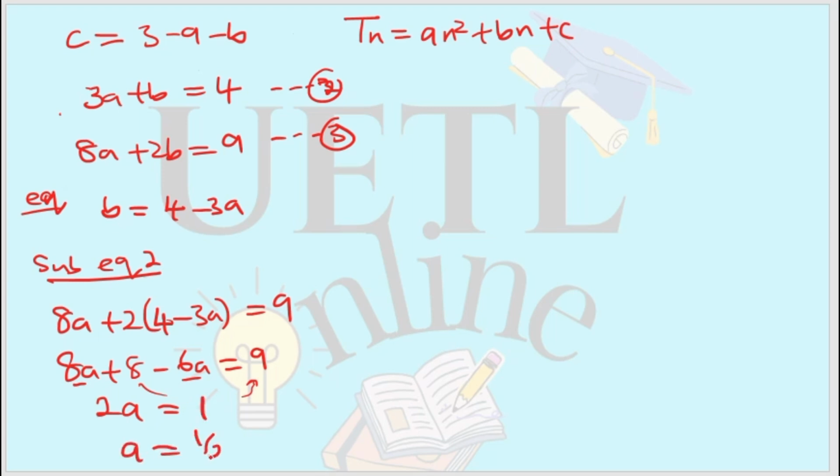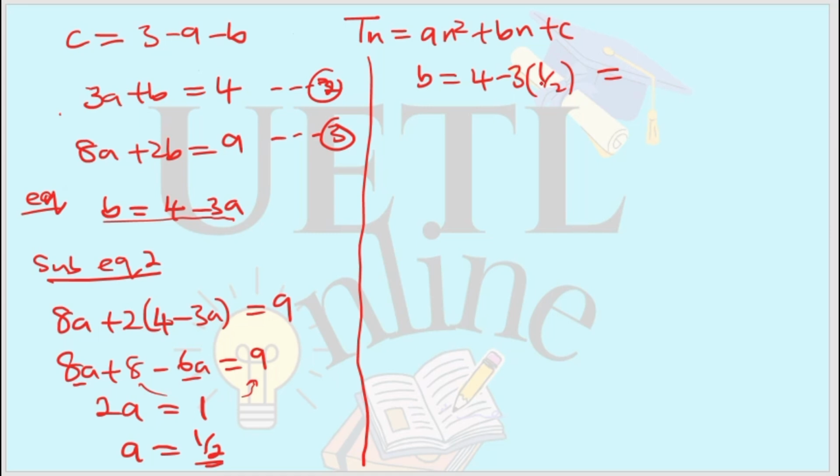So now after we get our a, we have to substitute our a into the equation for b. This is the equation for b. We're substituting our a, so it becomes b equals 4 minus 3, and our a is half. If you subtract this, you get 5 over 2. So this will be our answer.